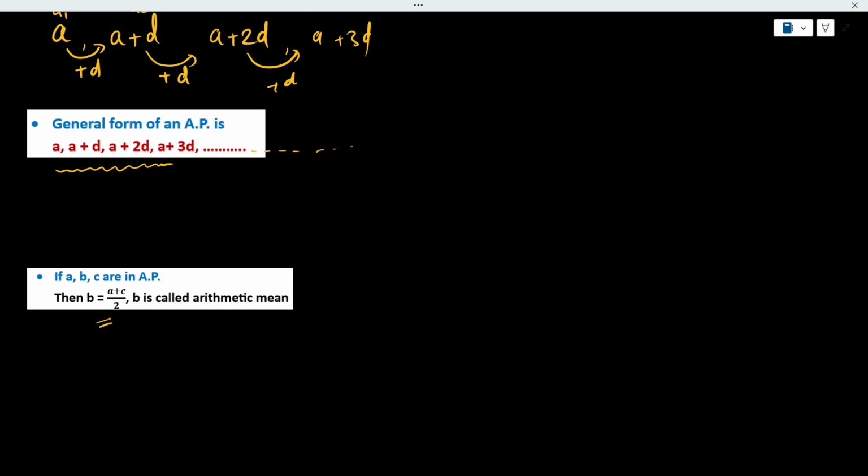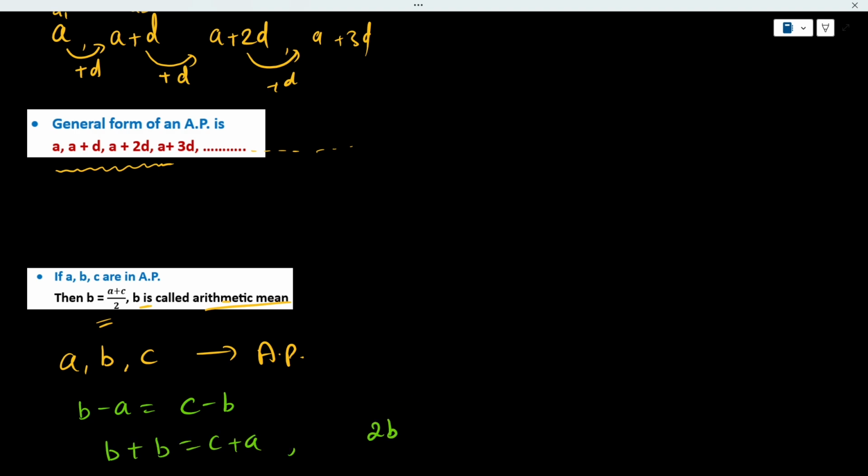So we say that B equals (A plus C) by 2, where B is called the arithmetic mean. How do we get it? We know that if these three are in AP, what does that mean? The common difference, B minus A, will be equal to C minus B. Now, if I get B plus B equals C plus A, I get 2B equals A plus C. So B is going to be (A plus C) by 2.